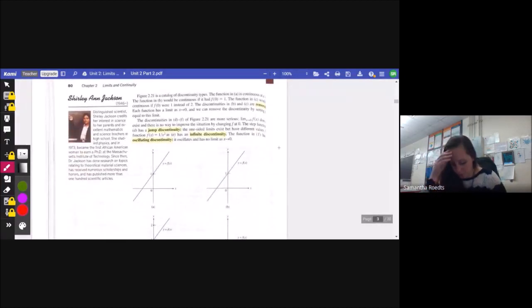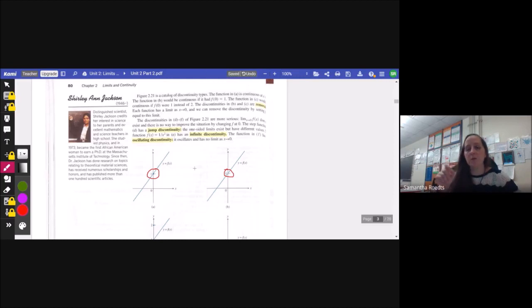So figure 2.21 is a catalog of discontinuity types. The function in A is continuous at x equals 0. So here it's continuous at x equals 0. The function in B would be continuous if it had f of 0 equals 1. So again, there's this open dot, there's a closed dot, so it just continues on through.